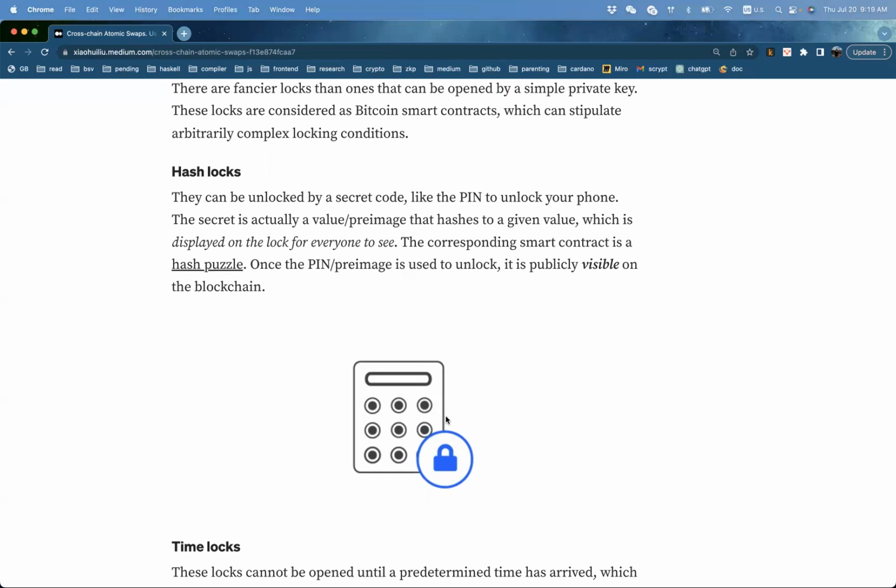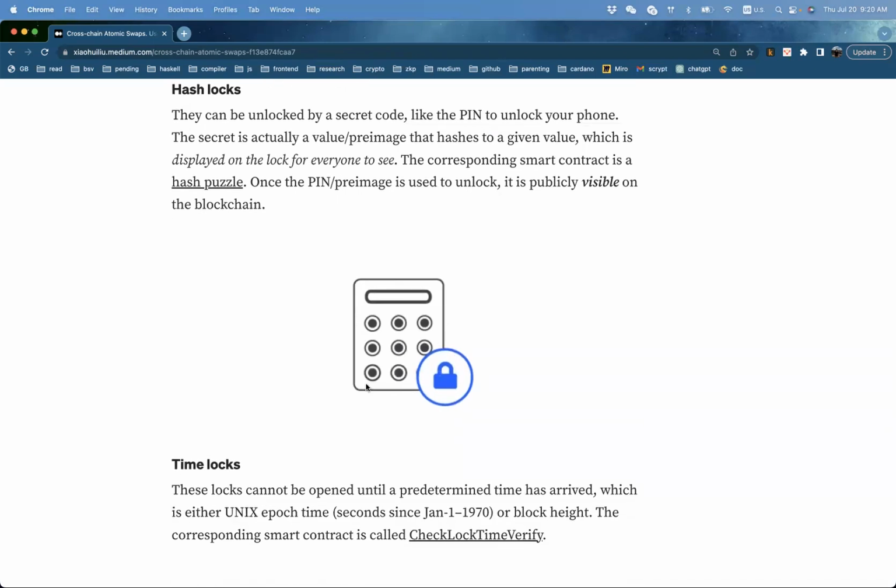Okay. So in the Bitcoin analogy, the important information is, first, the hash is displayed on the face of the lock, so everybody can see it, right? Because it's eventually going to be published on chain. Equally importantly, when you enter the answer, your PIN to unlock it, that is also going to be recorded on the blockchain, in this case Bitcoin. Okay, so this is the analogy for a hash lock.